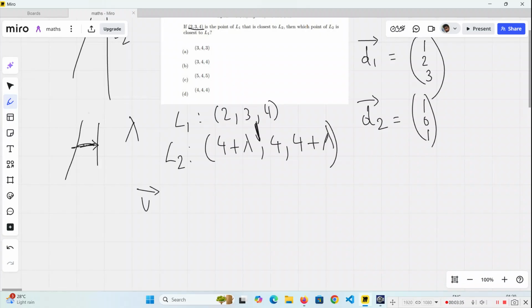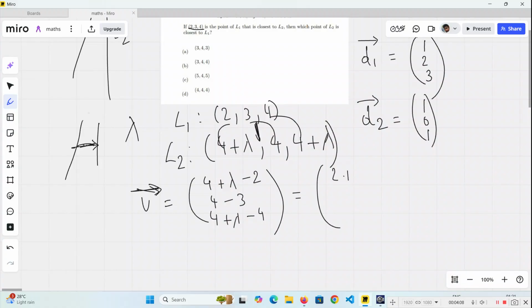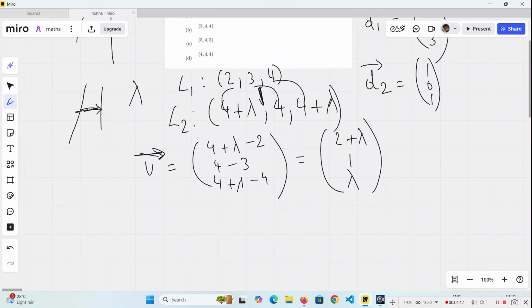If I calculate the connecting vector, it is the subtraction of these: 4 plus lambda minus 2, then 4 minus 3, and 4 plus lambda minus 4. So what is the connecting vector? The connecting vector is 2 plus lambda, 1 and lambda itself.